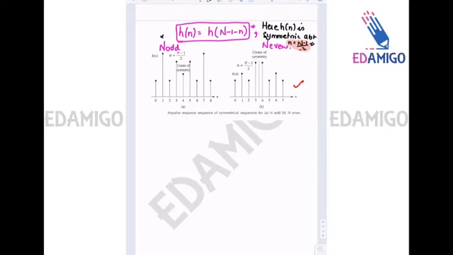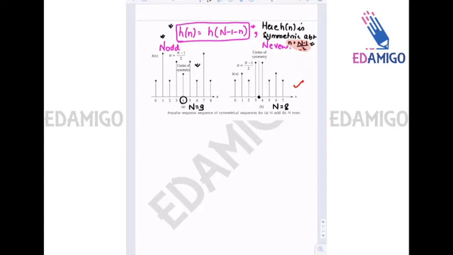Okay, so here n is odd, so here capital N is equal to 9 in this case, so it will be symmetric about 4. Okay, we can see that this is symmetric about 4. Here capital N is equal to 8, that is even. So here it will be symmetric about 3.5. So we can see that. Okay, so this is an important condition that you should learn.